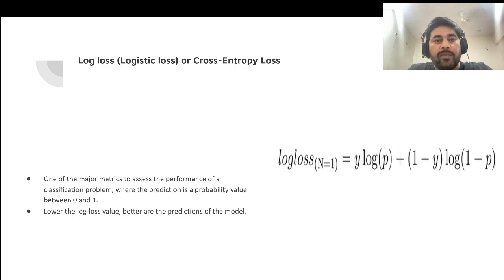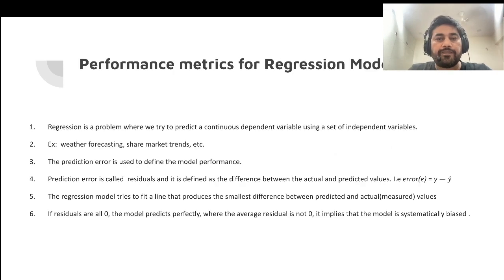So far we have learned about the performance metrics that are useful for classification problems. Let's try to understand what performance metrics we need for regression problems. A regression problem is where we try to predict a continuous dependent variable using a set of independent variables. Some examples are weather forecasting, share marketing, house pricing, etc.